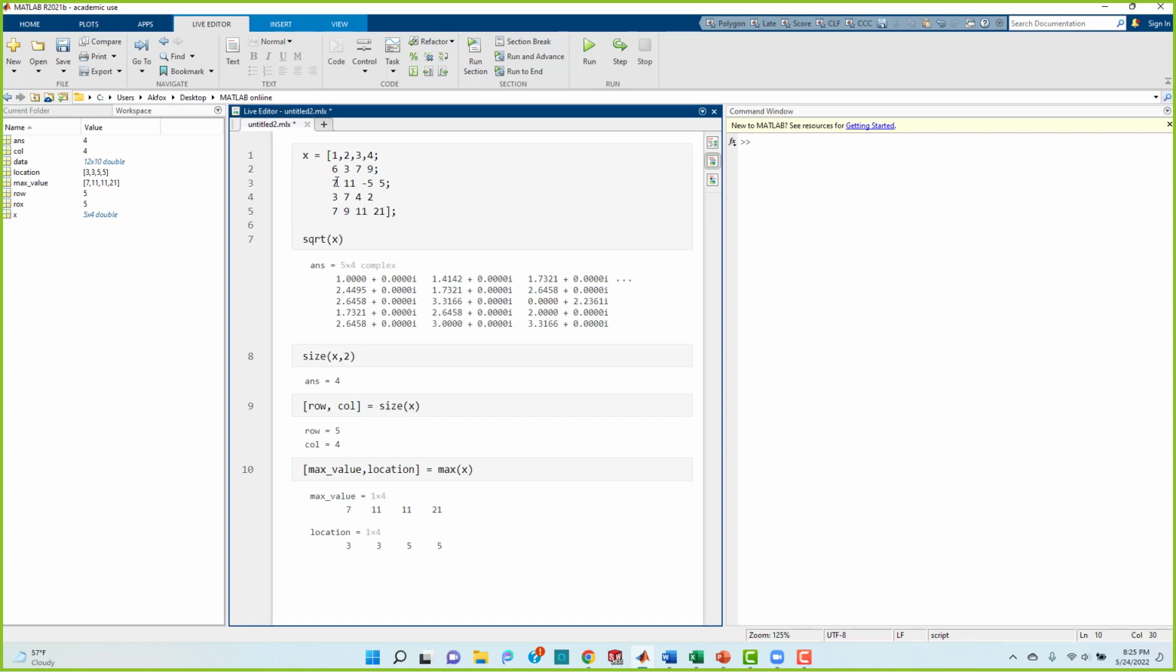1, 2, 3, 7, 11, 5, and 21. Okay, well, I was looking for 3s. This number down here, but this is which row? 3, 3, and 5, 5. So there's your maximum values. And then, you know, obviously it's the same with min.